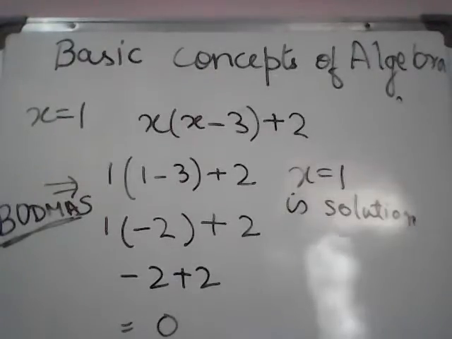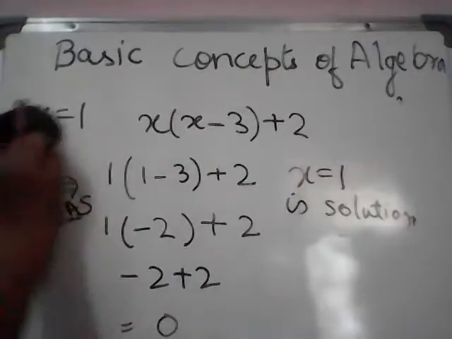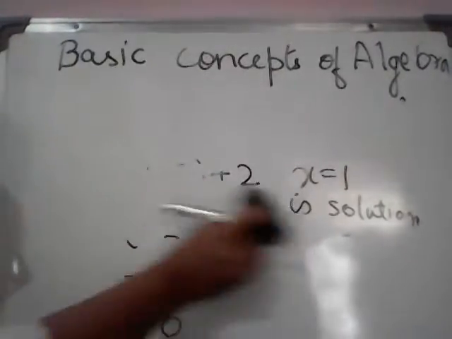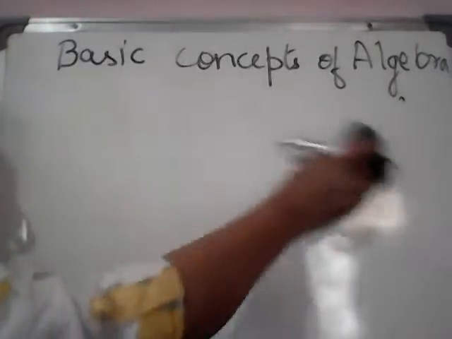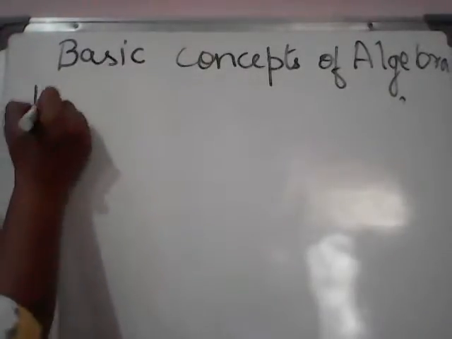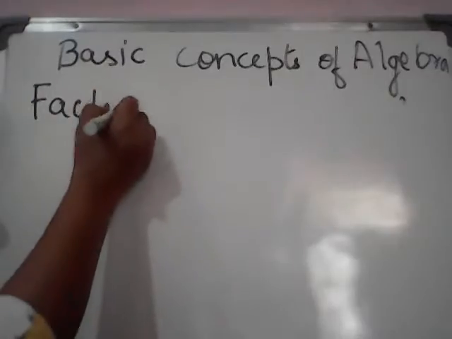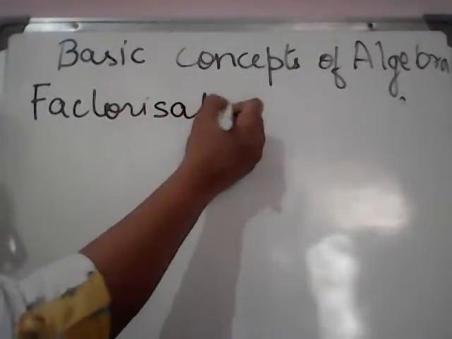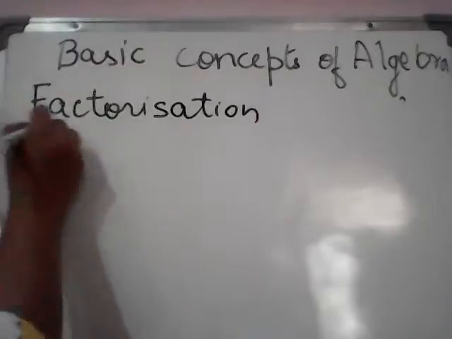Now let us come towards identities. It is a very important topic in algebra. You should learn identities by heart first of all. It is used both to factorize expressions and to simplify. So what is factorization? Converting an expression into its factors. What is factorization? This is also a very important topic.